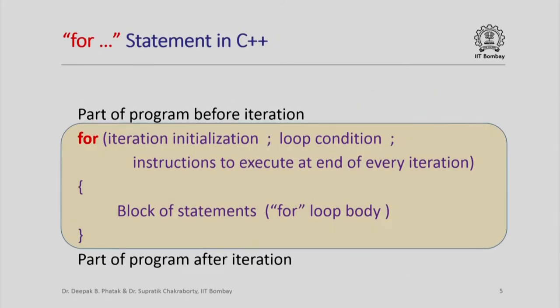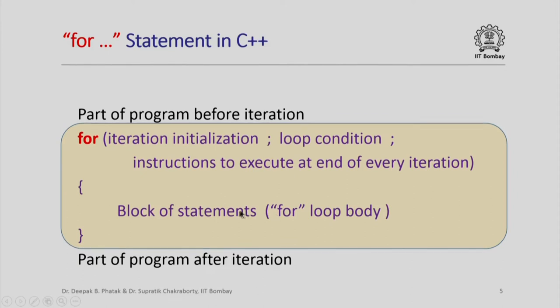Now, in a for statement, we basically instantiate this template in this manner. We have the part of the program before iteration and the part of the program after iteration. We use the keyword for, then we say whatever this iteration initialization was doing, how these variables are initialized before the iteration begins. We put a semicolon, then we put the loop condition, we put a semicolon, and then we write instructions to execute at the end of every iteration. And then we give the block of statements, which we will also call the loop body.